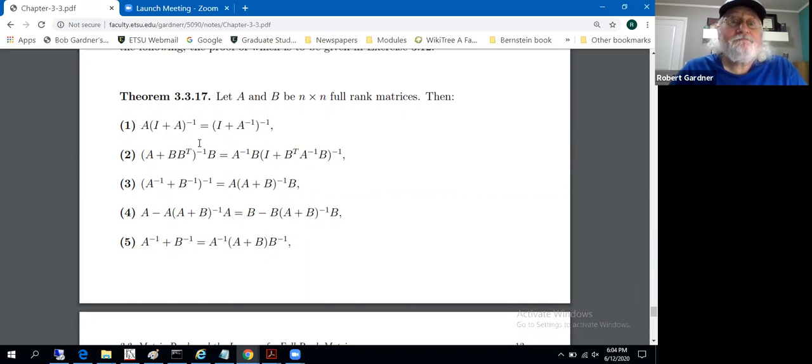Claim is A times I plus A inverse is I plus A inverse inverse, and so forth. There's some transposes in here. We've got some matrix addition. Might look at, how about this one? How would you prove this? The claim is the inverse of matrix A inverse plus B inverse, the inverse of that matrix in parentheses, is this thing here. How would you establish that?